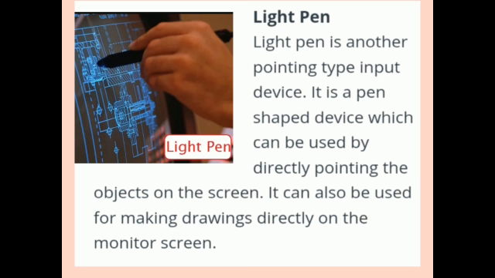Second is light pen. Light pen is another pointing type input device. It is a pen shaped device which can be used by directly pointing at objects on the screen. It can also be used for making drawings directly on the monitor screen. Light pen is also an input device. This is a pen where we can point at anything on a computer screen. To show any important things, we use this light pen. Using this light pen, we can draw anything on the screen.